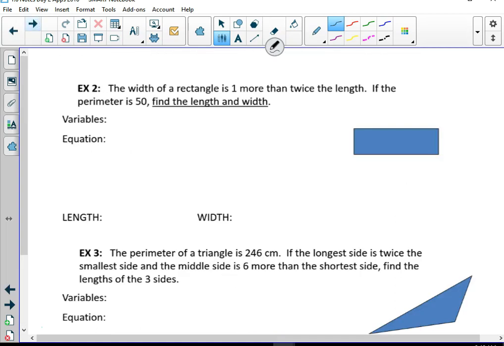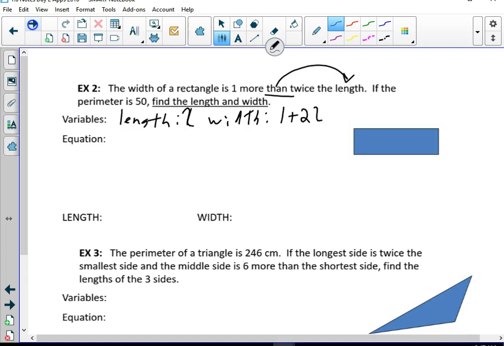All right. Example 2. It says the width of a rectangle is 1 more than twice the length. So, I'm going to call length L. Hard to write a lowercase l, it's like a 1, but I want to write my length L because it says then the length. Now, what's the width? It says the width is 1 more than twice the length. If you want to use a capital L, it's easier to write, that's fine. We generally use small letters, but it's okay.